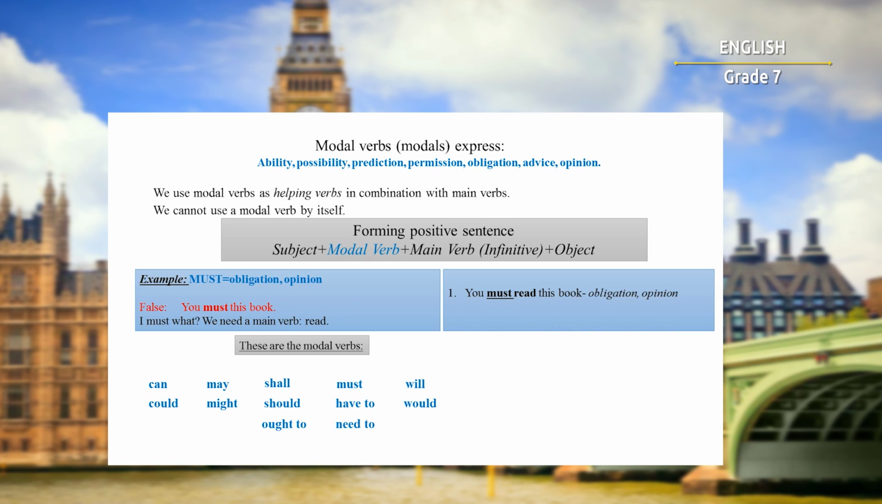"You must read this book" is a correct sentence. This sentence talks about obligation or an opinion to read this book. We can also use read with other modal verbs. For example, you may read this book. In this case, we have modal verb may, which expresses permission or possibility.